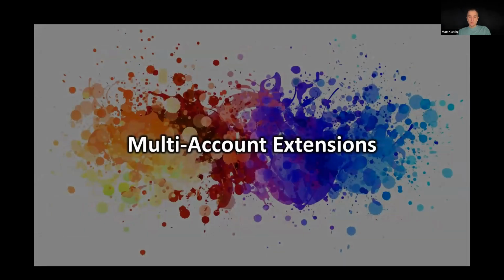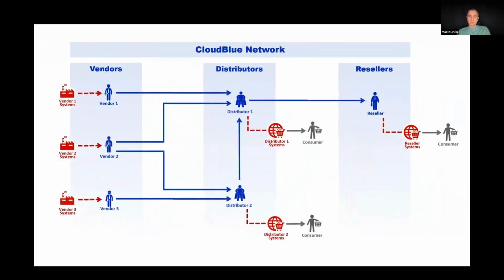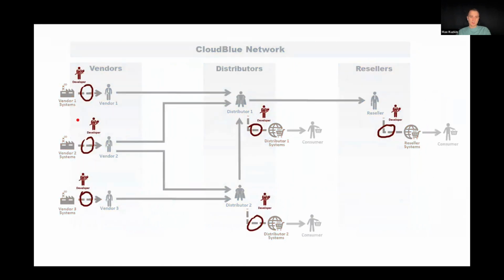Another thing that we've developed with this release is called multi-account extensions. Now, this is something that requires a bit of explanation. So we have our regular landscape of actors, right? Vendors, distributors, resellers, and they all have their own systems, right? Vendors have systems of their own, distributors have systems of their own, and just like we've discussed, you either develop a fulfillment automation extension here, or you develop a commerce hub integration extension here, right? So this will be a typical hub integration. This will be a typical fulfillment extension.